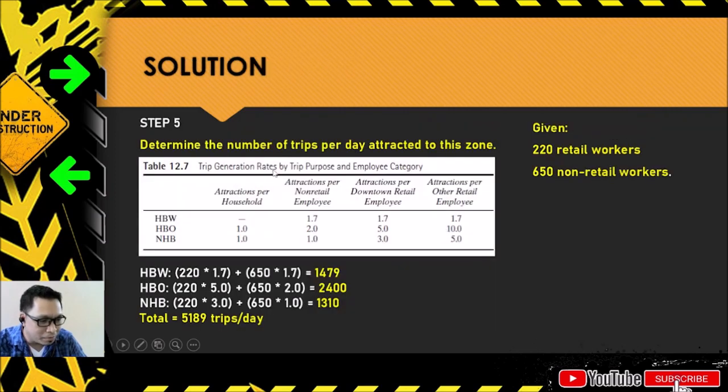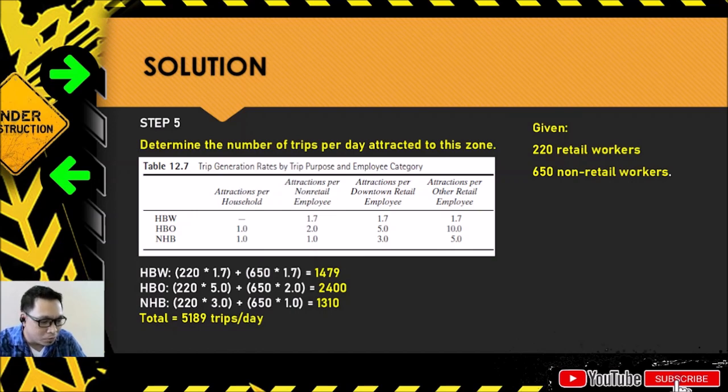Okay. So to determine the number of trips per day attracted to this zone, first we must identify the number of retail workers. We have 220 retail workers based on the problem. Then we have 650 non-retail workers. To identify the number of home-based work trips, first let us multiply the 220 by the factor coming from this table. Our quantity is 220 retail workers, so look for retail workers. That is attractions per downtown retail employee, so that is 1.7.